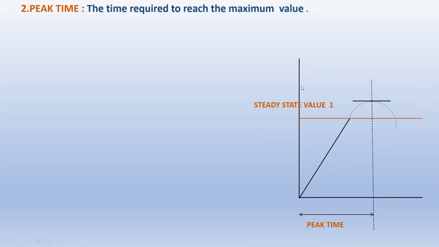So how can we derive this? If we observe, at the maximum value the slope of this curve is 0. That is a very basic mathematical condition for maximum and minimum: a function f of x will be maximum when its slope is 0. By using this basic maximum and minimum condition, we can derive the peak time. So let us derive what we call peak time.